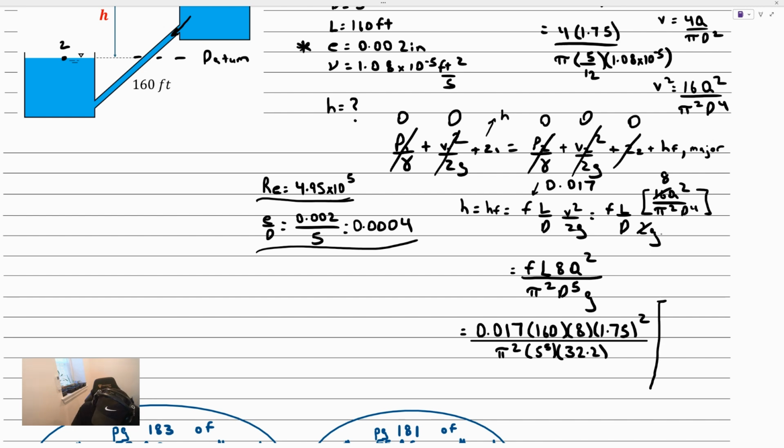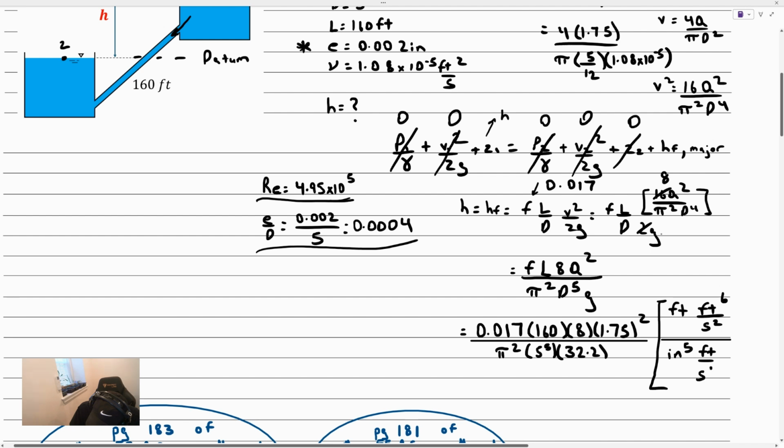Let's work out all the units. Okay, so the 160 was measured in feet. The 1.75 was measured in cubic feet per second, but that's squared, so it's feet to the 6 over second squared. We have an inches to the fifth in the denominator and a feet per second squared. We know that there is 12 inches in a foot, and that's raised to the fifth power.